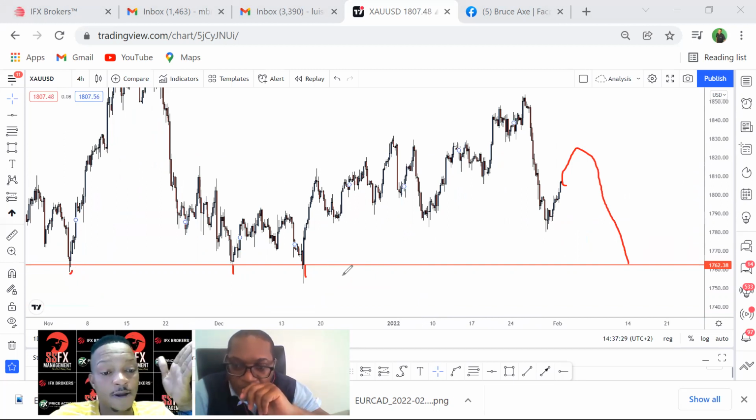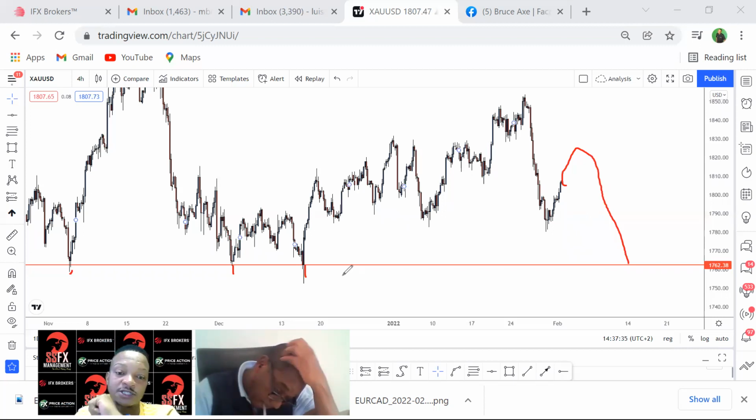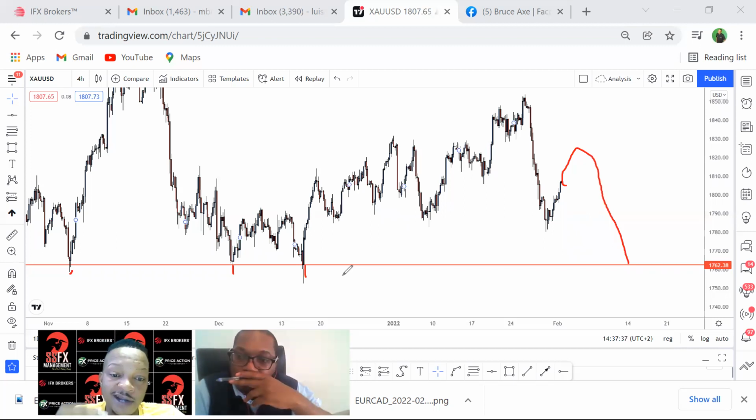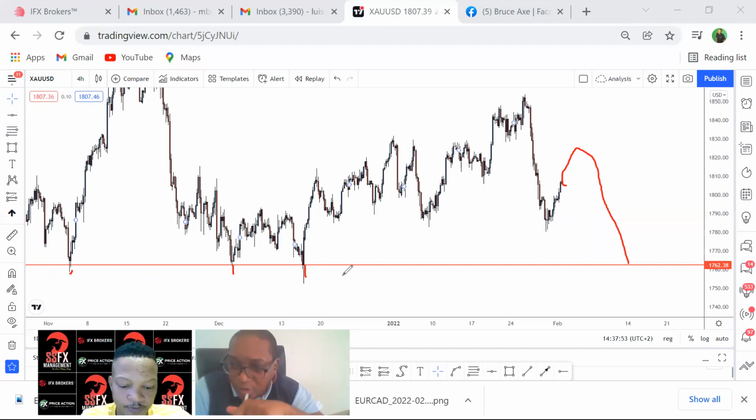Practice how to identify the change of structure. Once you get the change of structure, from there we'll be focusing on how to get those entries and how to hide your stop loss. Maybe I'll send you a few pairs. I don't know if I will have time today because I'm leaving early. If I have time, I'll send it tomorrow morning.